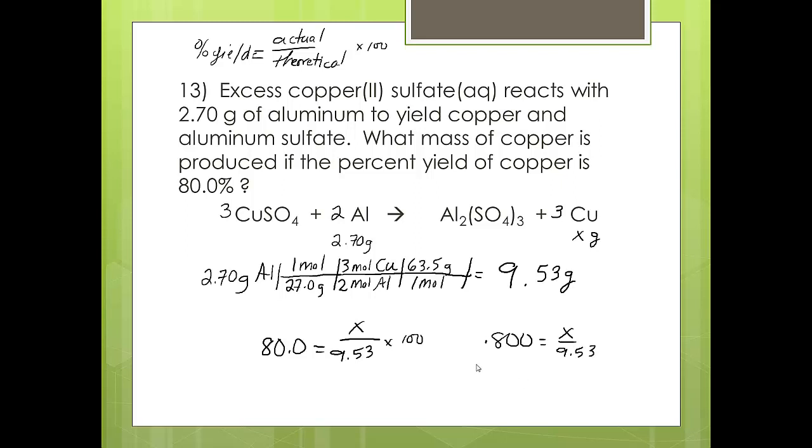Bring over your x. So to find 80% of 9.53, you're just multiplying it by 0.8. Hopefully most of you know that shortcut. I showed you how to do it. I just need 80% of my mass. And so you take your mass. What is 80% of it? You get 7.62 grams. That is your final answer. So again, it's just another application of the stoichiometry.